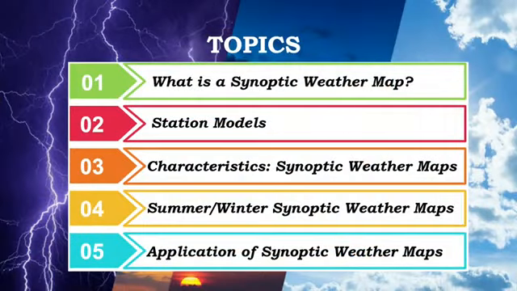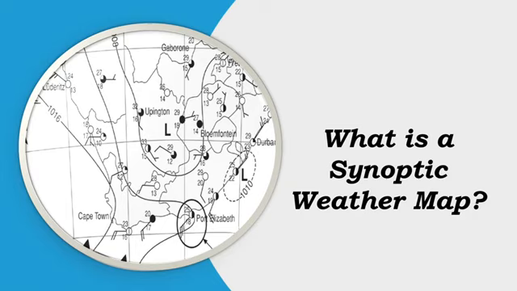Our program for today, the topics that we'll cover: we're going to look at what is a synoptic weather map. We're going to look at station models, characteristics of synoptic weather maps. We're going to look at the differences between a summer and a winter synoptic weather map, and then also application of our climate content based on synoptic weather maps. So without any further ado, let's get started.